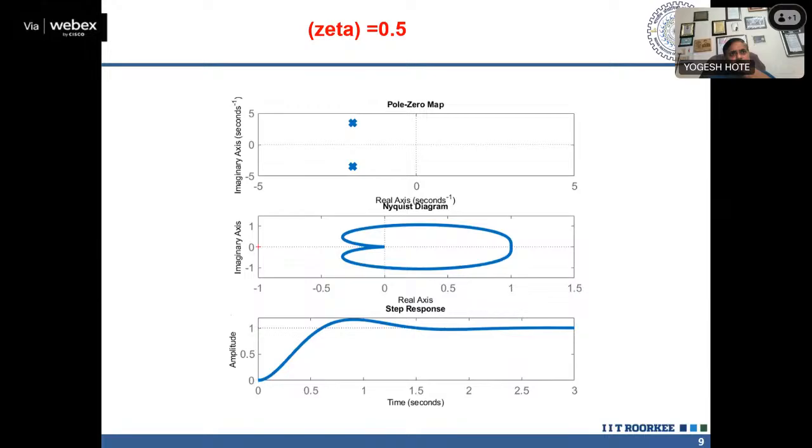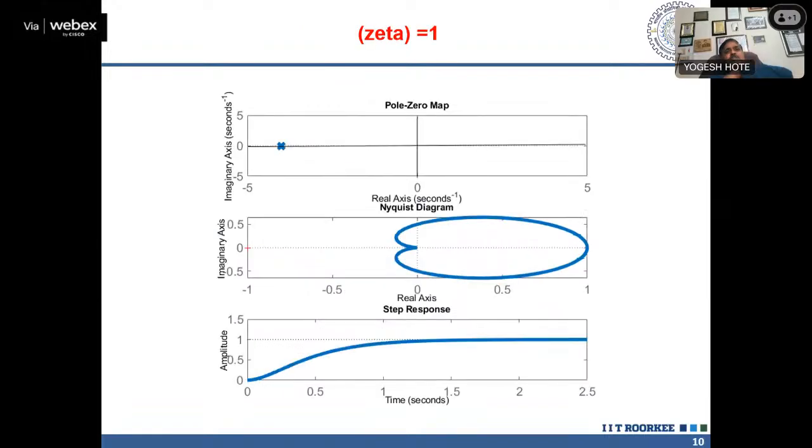Now when we take zeta equal to 1, what is the observation? Earlier the poles were very near to the imaginary axis. Then we took zeta 0.5, and then these poles, which were near the imaginary axis, now converge to a single point. You can see that there are two poles at one location. In control systems, you might have studied the critically damped system. So now we get this type of phenomenon. The system is critically damped, zeta equal to 1.